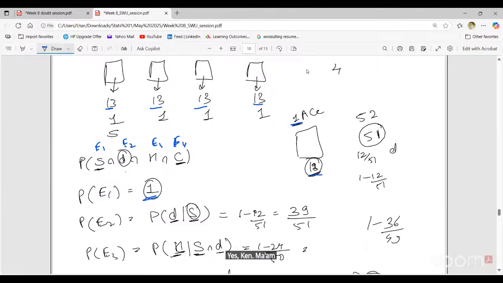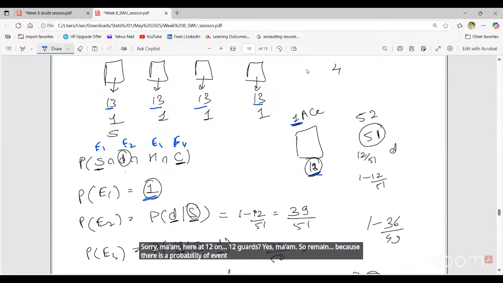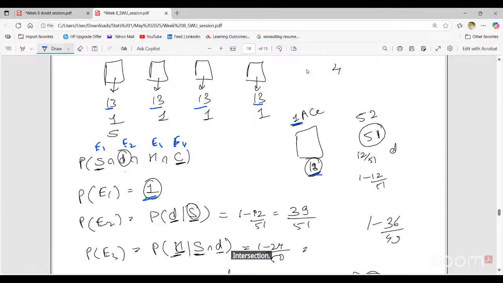Ma'am, what I am understanding here is that we have selected those two, the second is in the second pile, and I only need to select those 12 cards. Yes, because the probability of event one is one, so the remaining probability is of the intersection. It is like this, because you need to find this out.